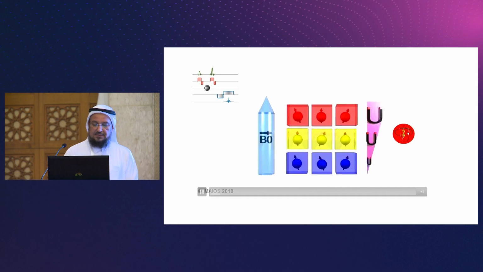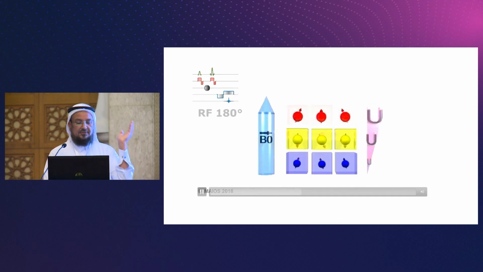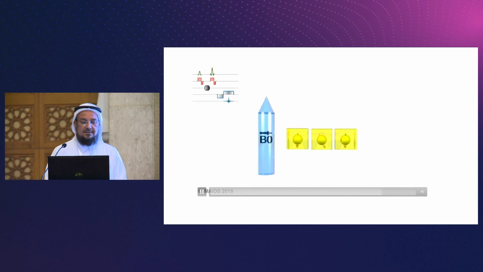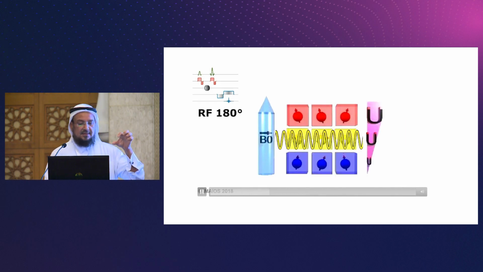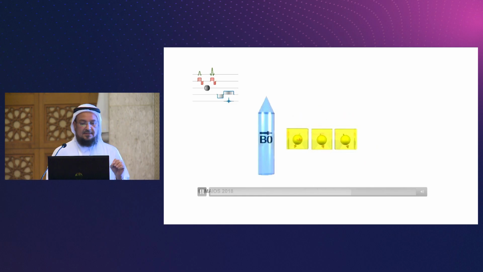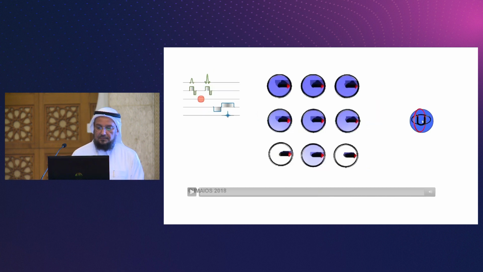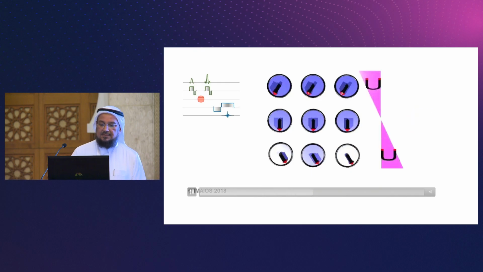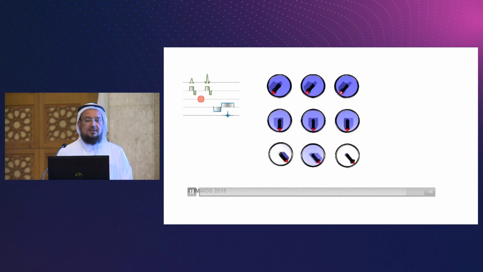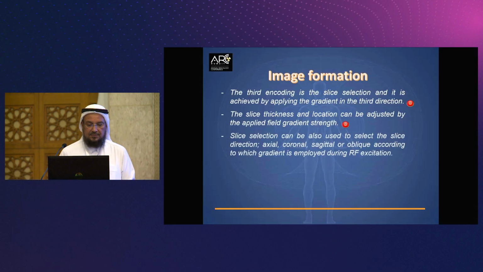So this is what is happening. We apply a gradient in the third direction. We apply a slice selective gradient that will focus the excitation to one slice. Once we select that slice, then we apply frequency and phase encoding to label the protons. So this is the second step in the image, where after we select the slice, we apply the phase encoding, and then finally apply the frequency encoding to label the protons.